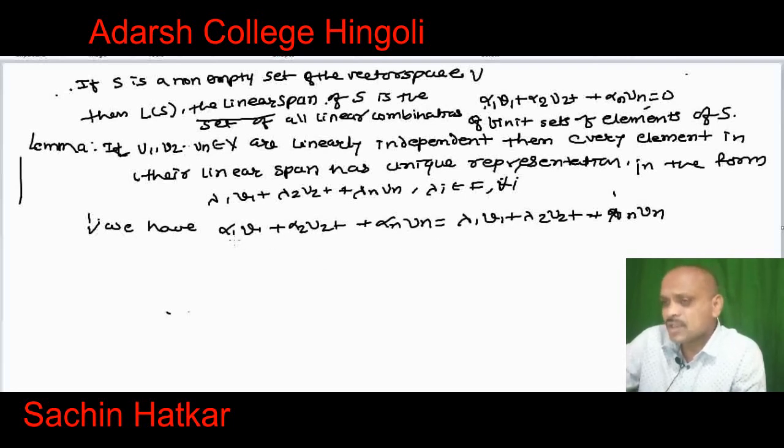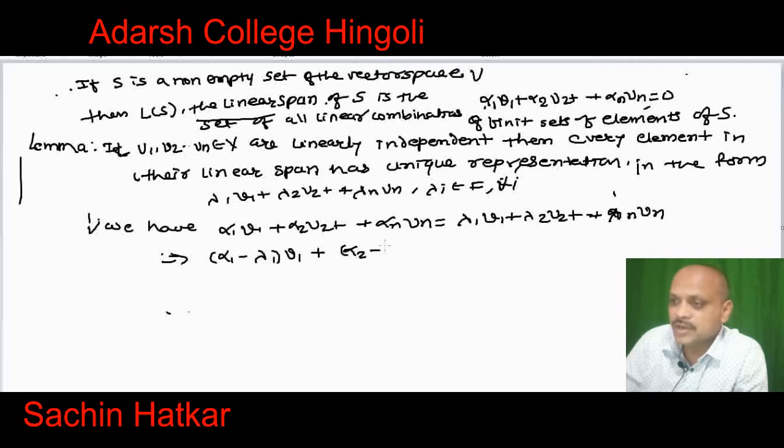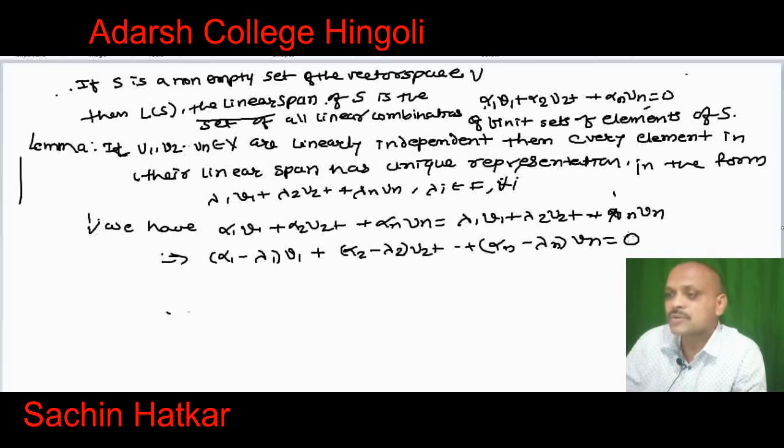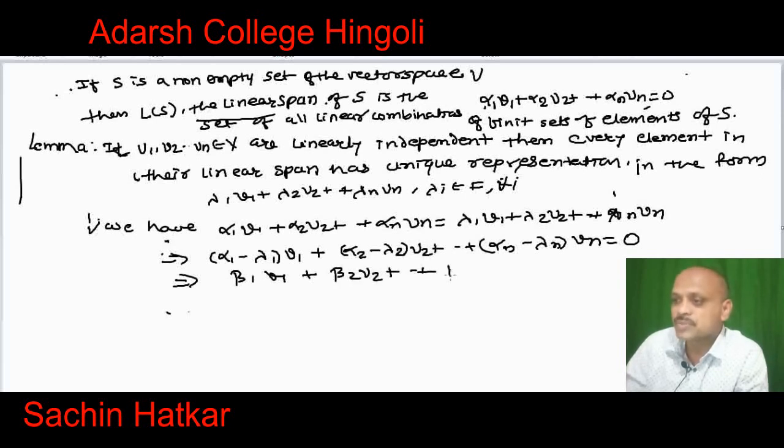We have to prove that this is unique. But as this represents the same vector, this is equal. Okay. Now from this, by simple mathematical calculation, we can write this as alpha 1 minus lambda 1 into v1 plus alpha 2 minus lambda 2 into v2 plus alpha n minus lambda n into vn equal to 0. Now look at this, alpha 1 minus lambda 1 is again a scalar, therefore we replace it by another quantity, suppose beta 1, so beta 1 v1 plus beta 2 v2 plus beta n vn equal to 0. Now we have a linear combination equal to 0. But in the statement, we are given that these vectors are linearly independent and their linear combination is 0 if and only if all the scalars are 0.